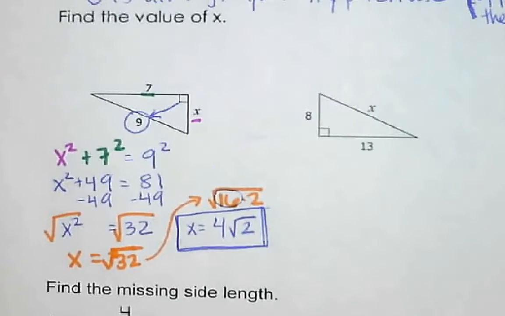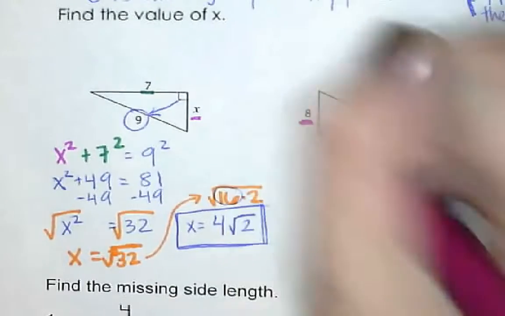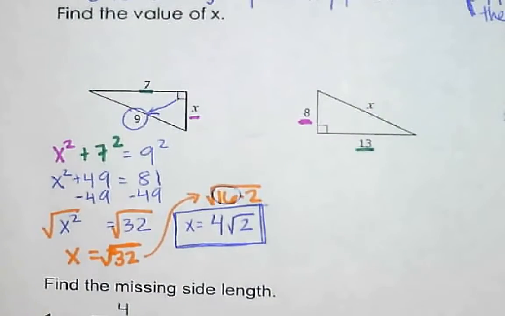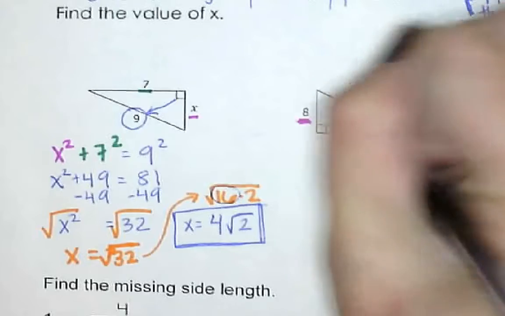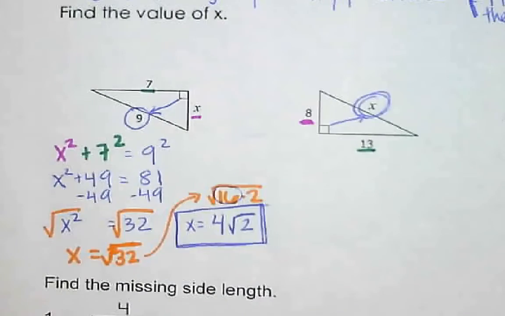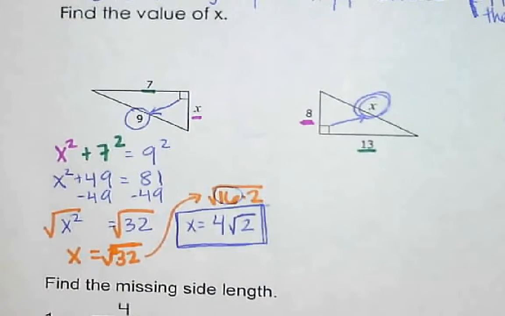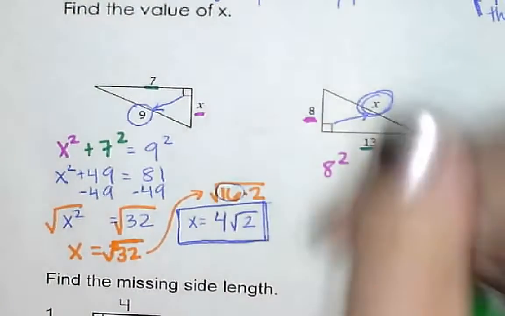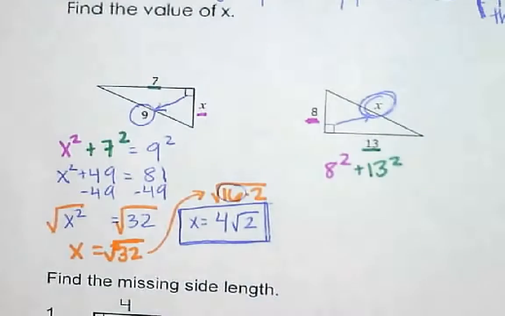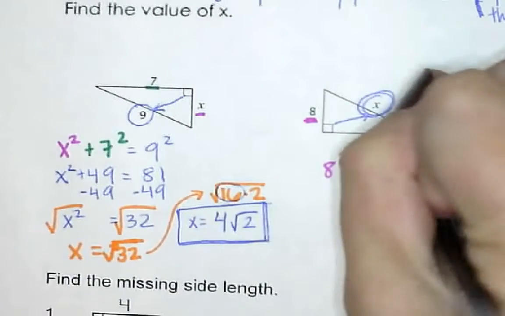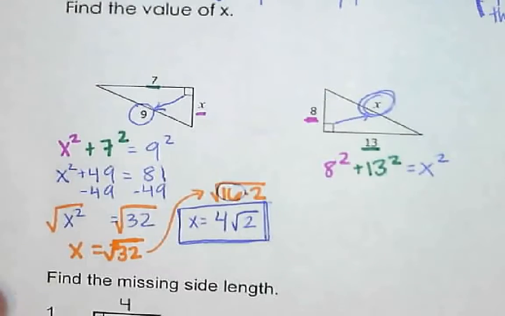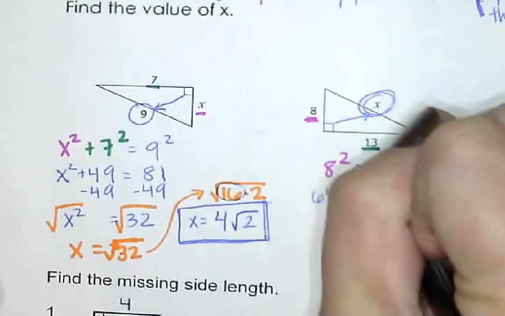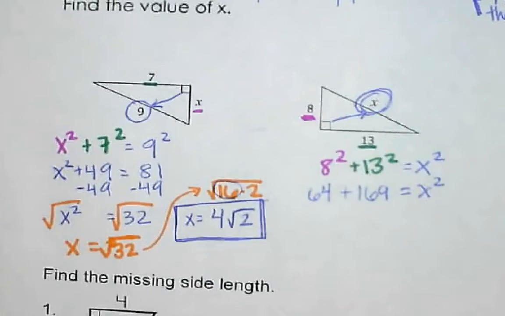Interesting. So on this second example here, guys, we have 8 is one of our legs. 13 is another one of our legs. And guys, in this case, our unknown is the hypotenuse. It is that x squared because it's opposite of that right angle. So this becomes 8 squared plus 13 squared is equal to x squared. Are you guys good with that? Then this becomes 64 plus 169 is equal to x squared.